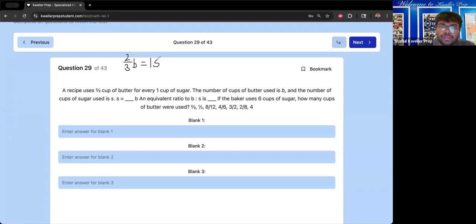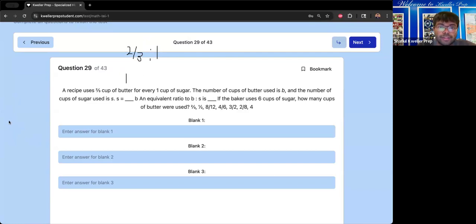S represents the amount of sugar used and B is the butter. Wait, am I right? 2/3 cup of butter for every 1 cup of sugar. Wait, no. It should be the opposite, sorry. So 2/3 cup of butter for every cup of sugar.